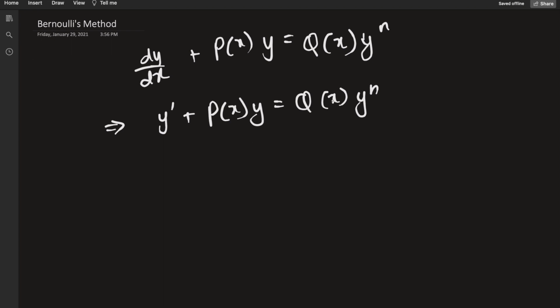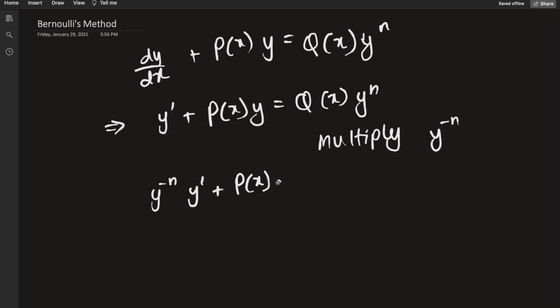So what you do is you multiply by y raised to negative n on both sides. So when we do that, we have y raised to negative n times y prime plus p of x times y raised to 1 minus n, just the exponent property, and q of x times y raised to 0, which is 1.